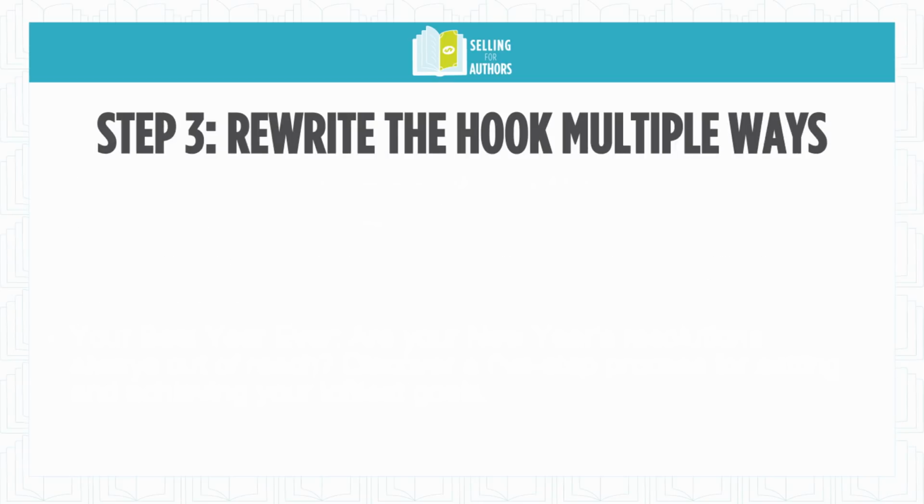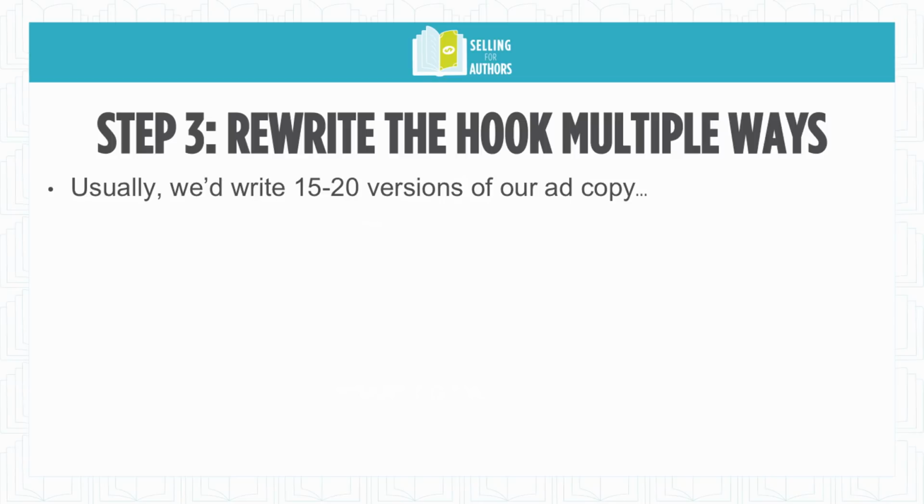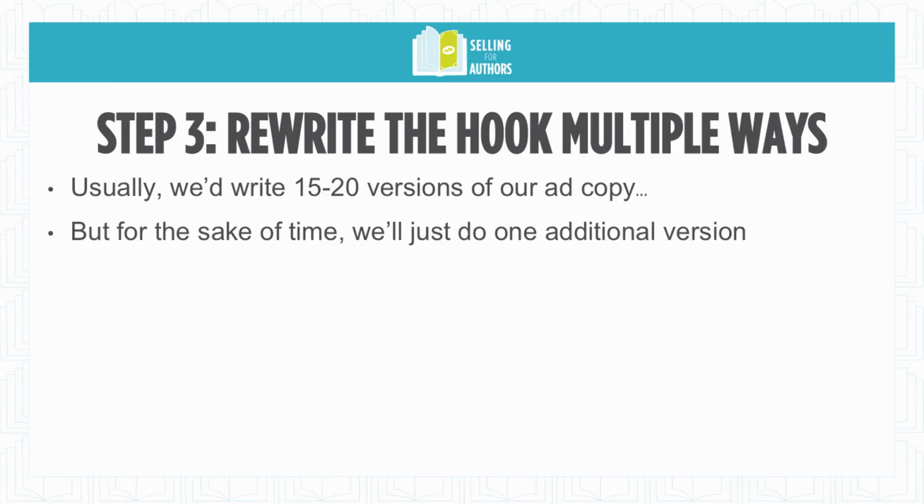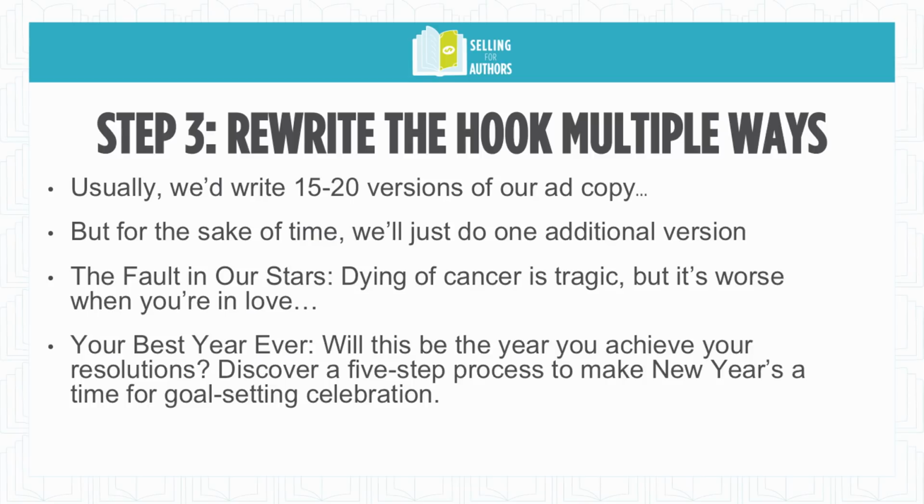Next, we are going to rewrite the hook multiple ways. So I recommend when you write a hook, write 15 to 20 versions of that hook. And we can use that for ad copy, as I mentioned there. But for the sake of time, we're just going to do one additional version of each. So for The Fault in Our Stars, dying of cancer is tragic, but it's worse when you're in love. And then your best year ever. Will this be the year you achieve your resolutions? Discover a 5-step process for making New Year's a time for goal-setting celebration.